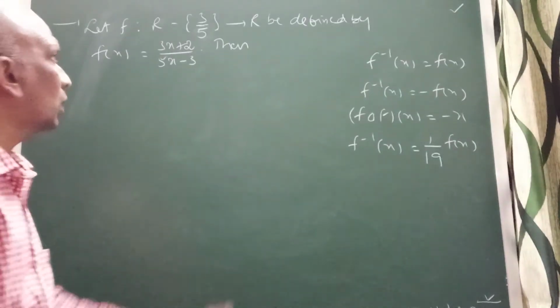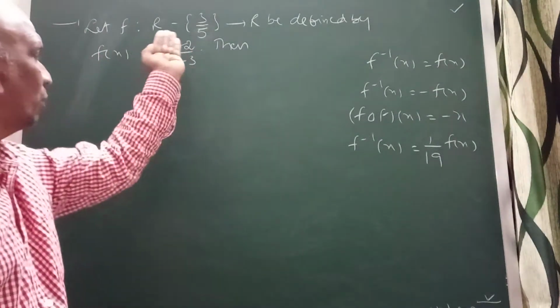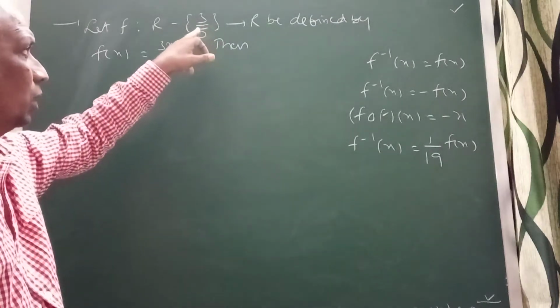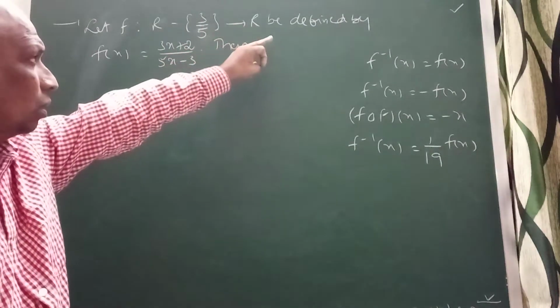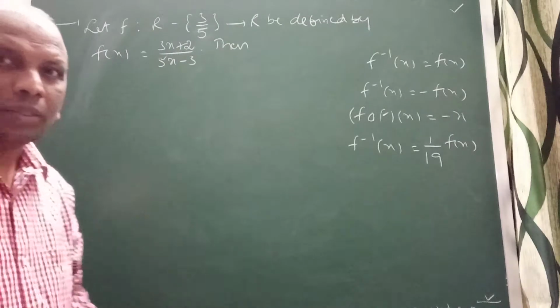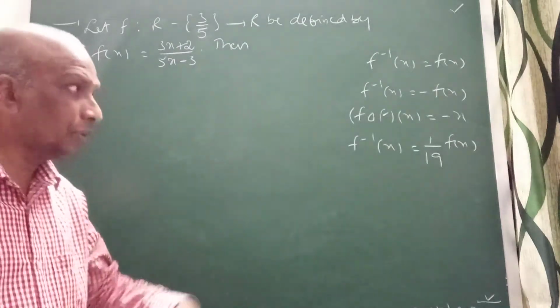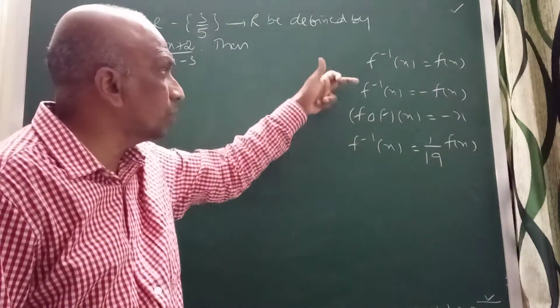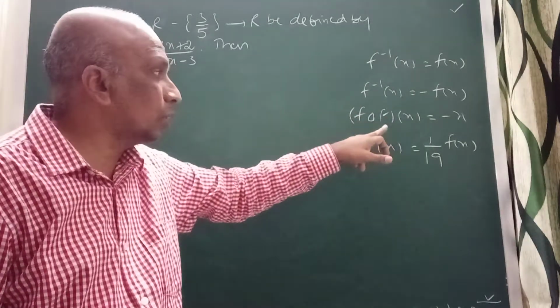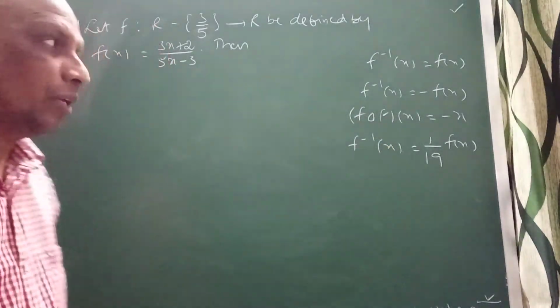In this problem, they are given f from R minus the singleton set 3 by 5 to R, defined by the given expression. They are asking for the inverse of this. In all the options, you can see three options are combining inverse, and only one option is a composite function. We will verify the inverse first.